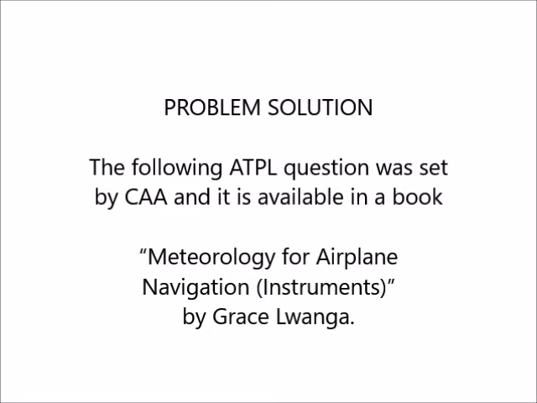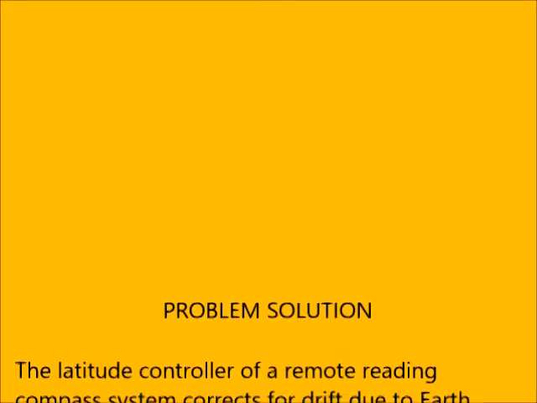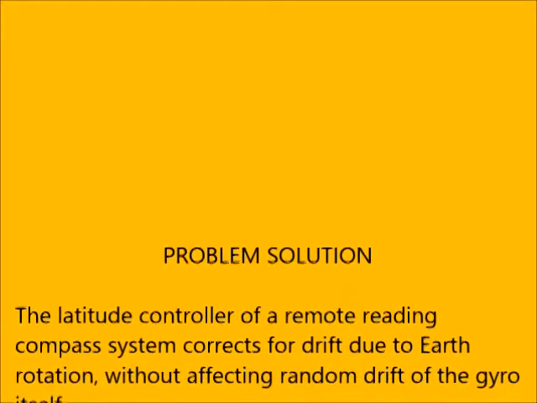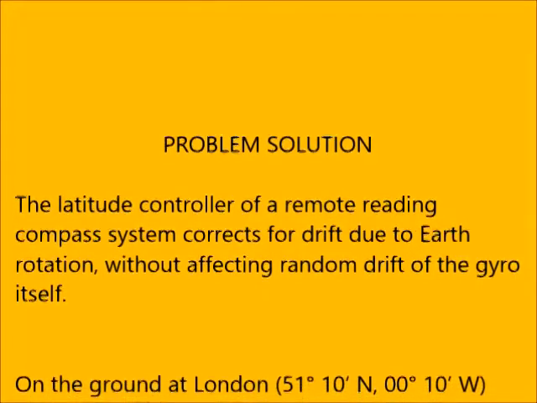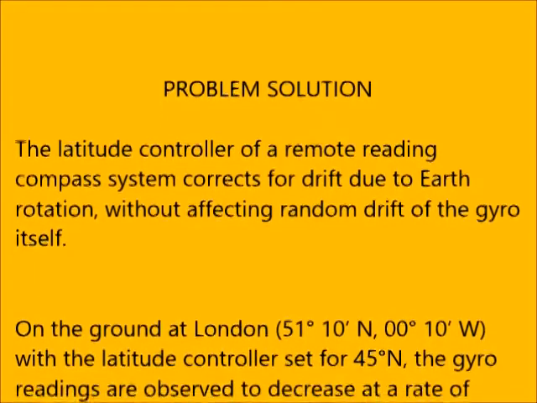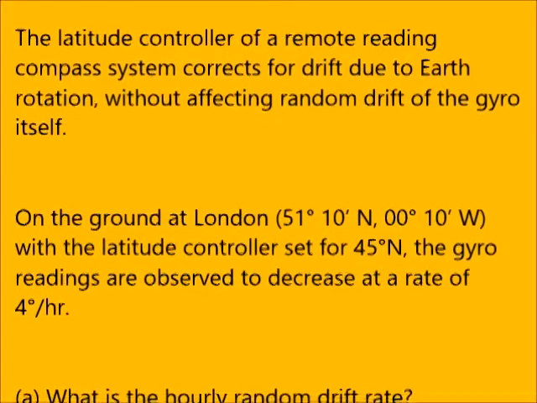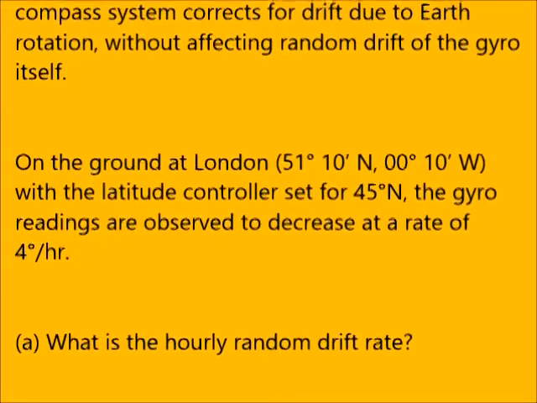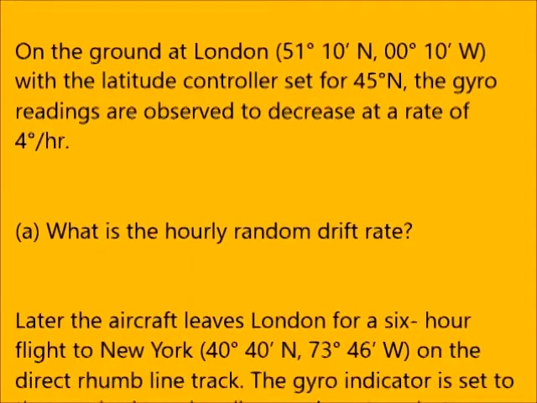Problem solution. The following ATPL question was set by the CAA and it is available in the book Meteorology for Airplane Navigation Instruments by Grace Lwanga. The latitude controller of a remote reading compass system corrects for drift due to earth rotation without affecting random drift of the gyro itself. On the ground at London, 51 degrees 10 minutes north, 0 degrees 10 minutes west, with the latitude controller set for 45 degrees north, the gyro readings are observed to decrease at a rate of 4 degrees per hour. What is the hourly random drift rate?